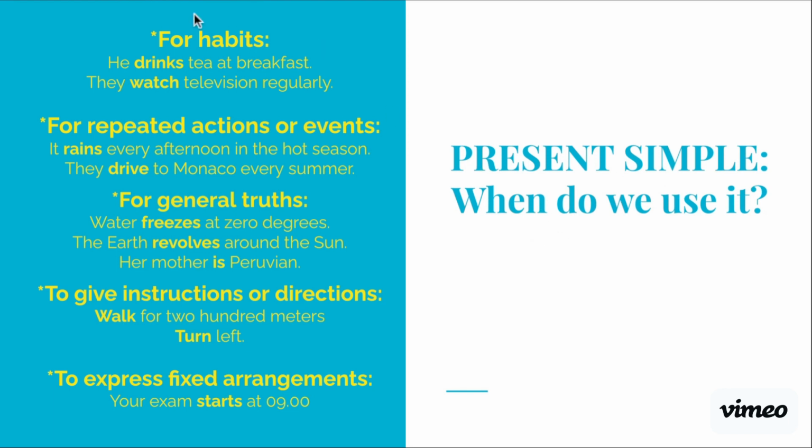So in the present simple, we use it for habits. These are things that we do all the time. He drinks tea at breakfast. Or I drink coffee at breakfast. They watch television regularly. So these are things that we do in our daily life. This is where we're going to be working in our speaking section later. We use present simple for repeated actions or events, for general truths, to give instructions or directions to somebody or in writing, and to express fixed arrangements like the start time of something or an appointment that you might have.